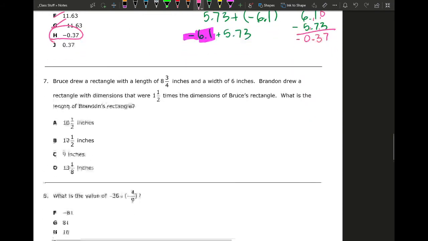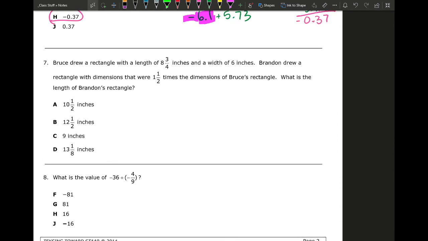Number 7. Bruce drew a rectangle with the length of 8 3/4 inches and a width of 6 inches. So we have a rectangle with the length and width. That's for Bruce. Now Brandon drew a rectangle with dimensions that were 1.5 times, again, keyword for multiply, the dimensions on Bruce's rectangle. What is the length?